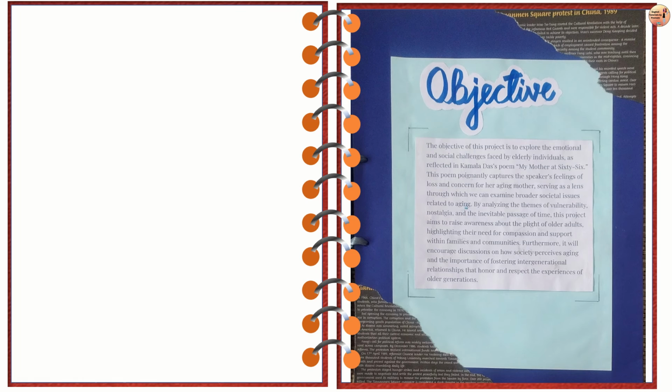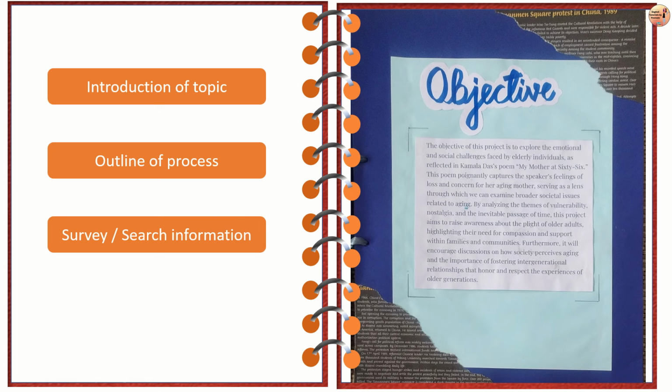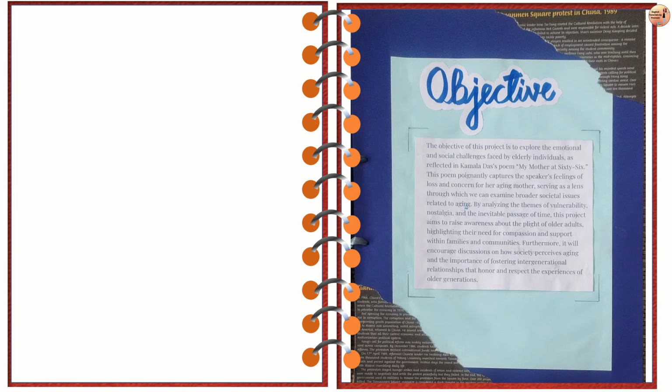Now we come to the next sheet, which will highlight the objectives or aims of your project. Here you have to introduce your topic, its effect, and an outline of the entire process from shortlisting of the topic, your research, survey, or interview you conducted, and a short introduction about your subjects.